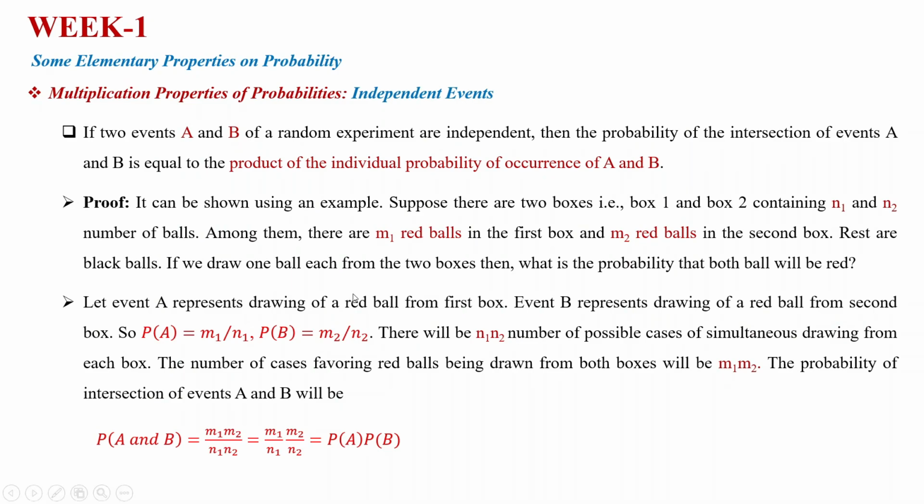And then come the multiplication properties of probabilities, that is for independent events. If two events A and B of a random experiment are independent, then the probability of intersection of events A and B is equal to the product of the individual probabilities.